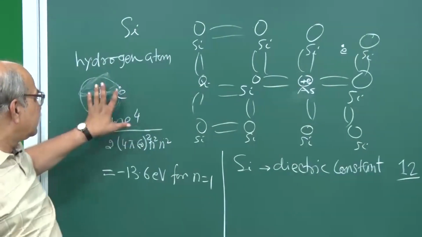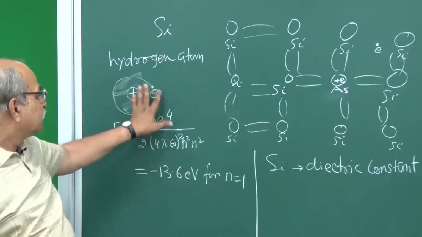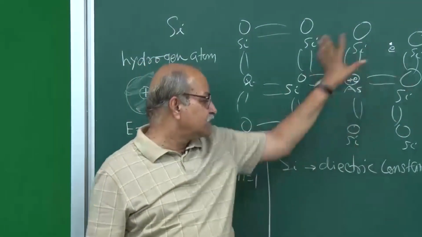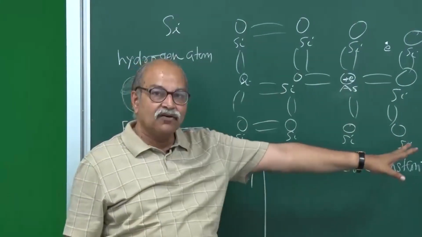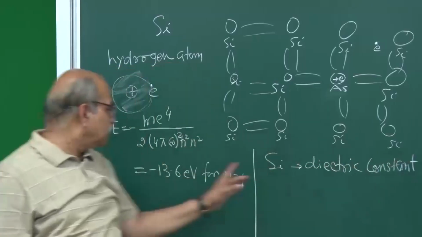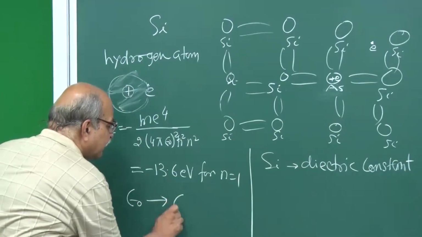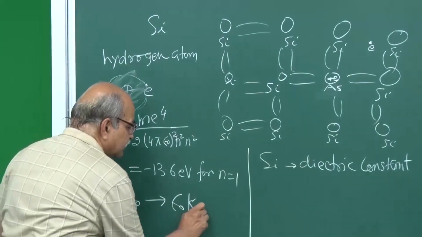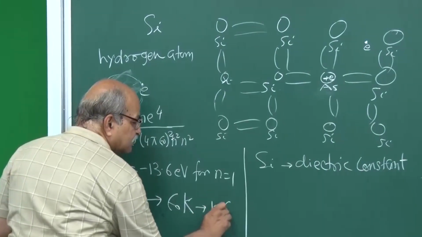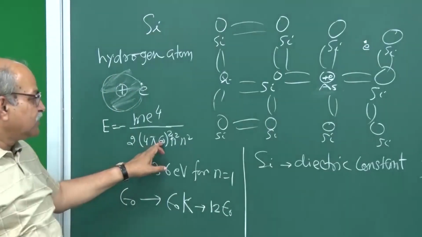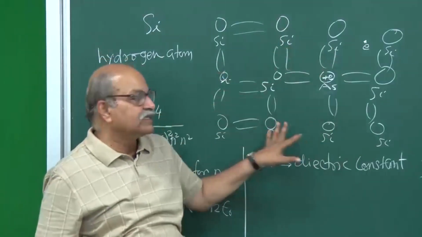Here it is free space, but here this whole space is a dielectric with a dielectric constant of 12, and so this epsilon naught should be replaced by epsilon naught times the dielectric constant, that means 12 times epsilon naught. So that's one modification. It's not in free space, it's in silicon.